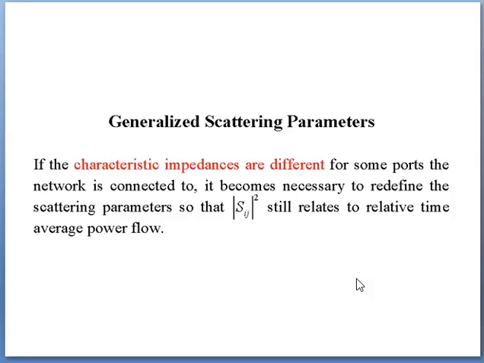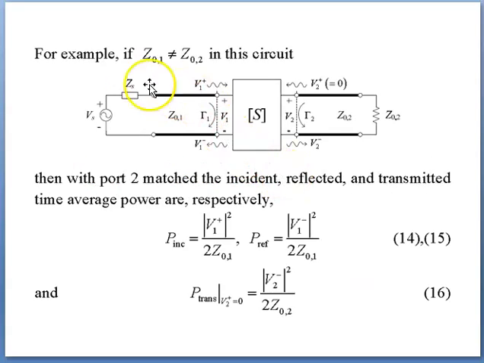Right, next one we have generalized scattering parameters. So consider this figure over here. You have Z01 at port 1 and Z02 at port 2. Notice that the impedances are different. They are not equal, yeah?